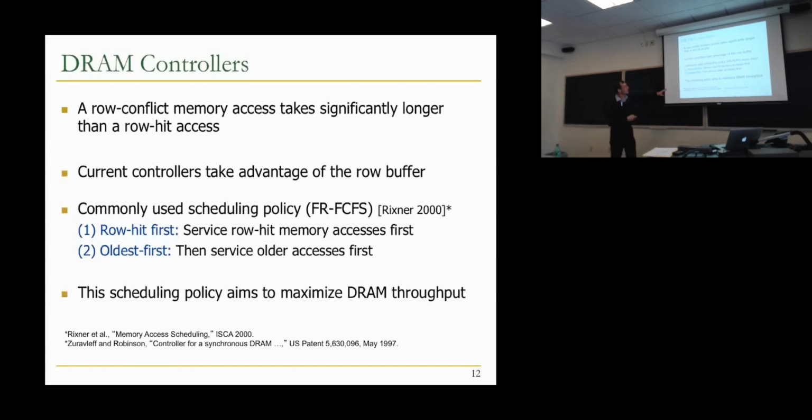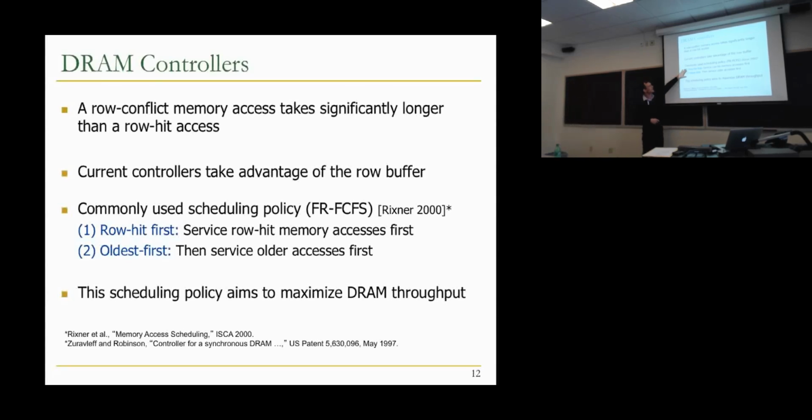All right. So we've seen that a row conflict access takes significantly longer than a row hit access. It's about 3 times the row hit access latency. And current memory controllers actually take advantage of this, so they make a reasonable design choice. They prioritize row hit accesses over row conflict accesses, such that they can minimize the latency. They can maximize the use of this row buffer, right?